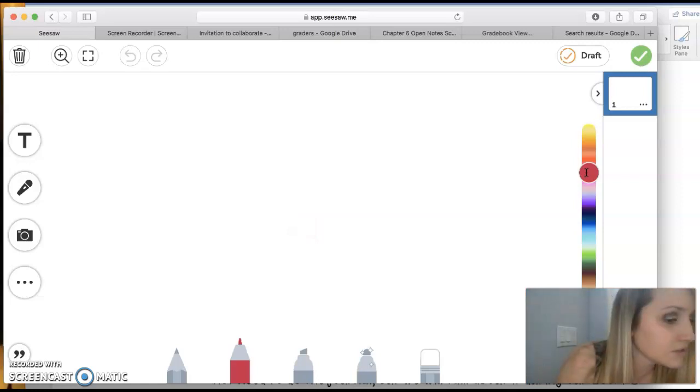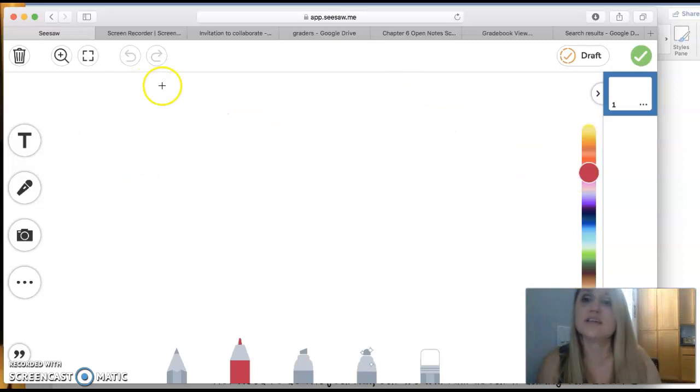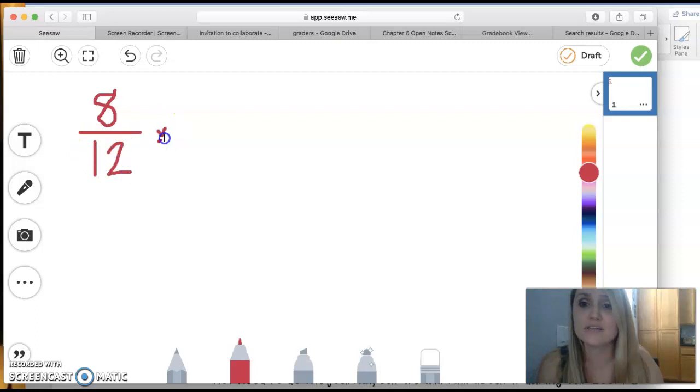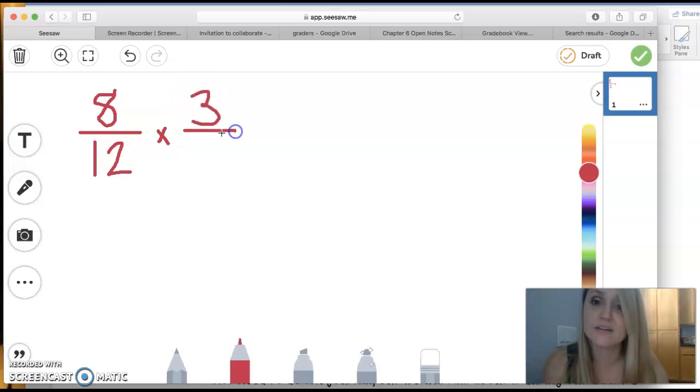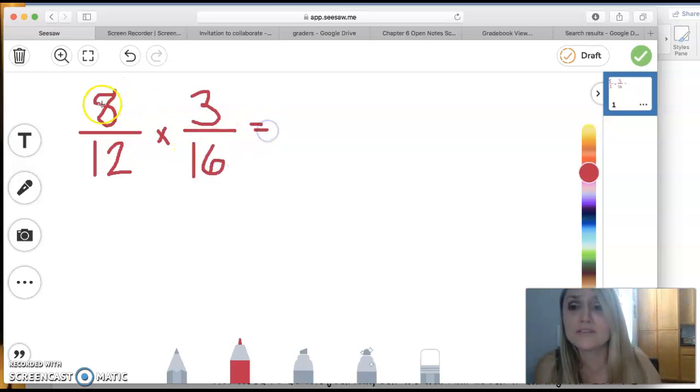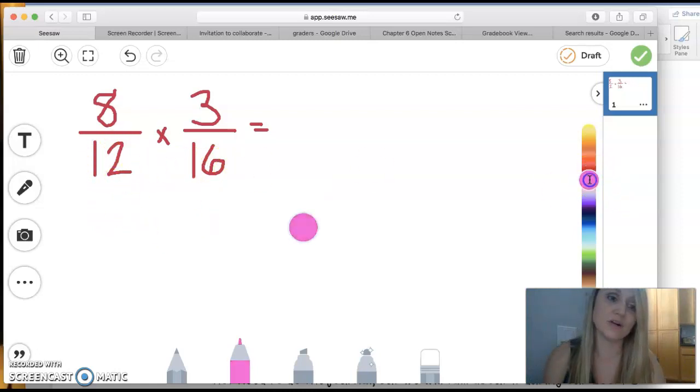Okay, so the way this works is, let's start off with 8/12 times 3/16. So you can do this one of two ways. You can actually just multiply straight across the top, and so it would be 8 times 3 and you get 24. But then it kind of stinks because then you're at 12 times 16. That's a lot tougher of a number to work with.